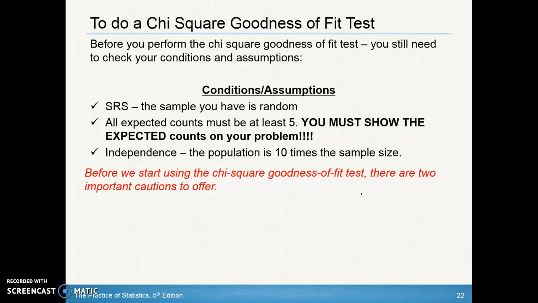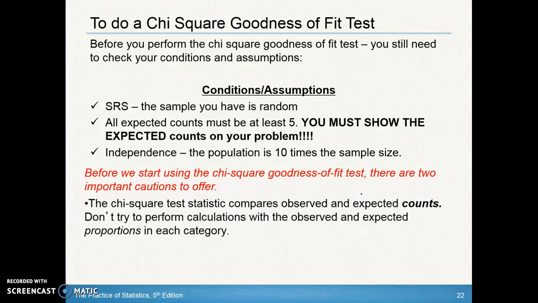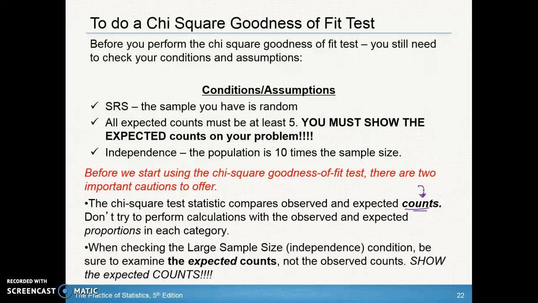Before we start using the chi-square goodness of fit test, there are two important things you have to remember. The chi-square test statistic compares the observed and the expected counts, okay? So be careful with that. Don't ever try to compare the proportions in each category, because remember, it's a categorical variable that we're dealing with. So we're comparing the counts. Are the counts the same or are the counts different? When you're checking the large sample size condition, be sure to examine the expected counts, not the observed counts. So show your expected counts.